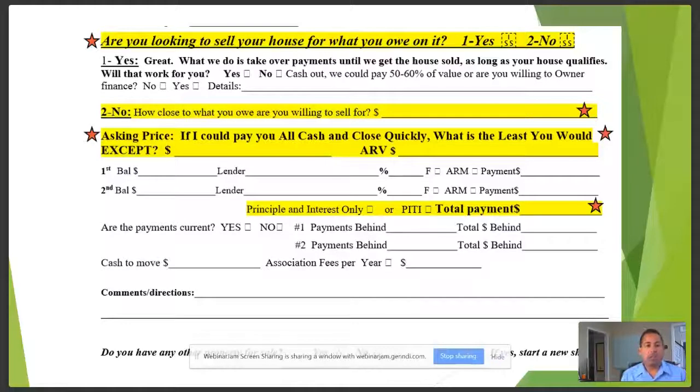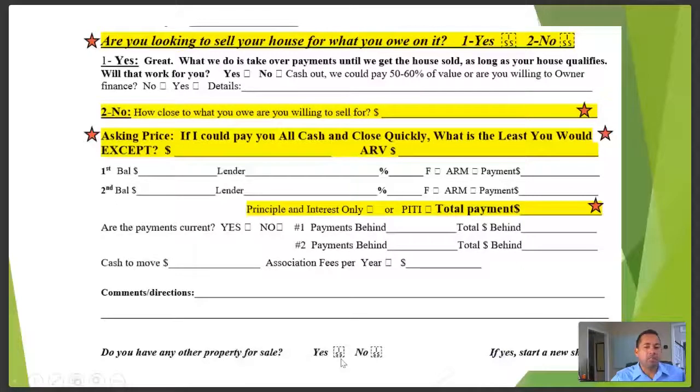Then I'm asking, are there any payments behind, cash for moving, any association fees? I take my notes here, and then down here I'm asking, do you have any other properties for sale? Yes, no. If the answer is yes, I pull out a new sheet and fill it out when I'm done with this one, going through the same exact questions. So that's the script. It's a great script. It's easy. We highlight this one, we have stars, and the stars mean that you need to answer those questions.